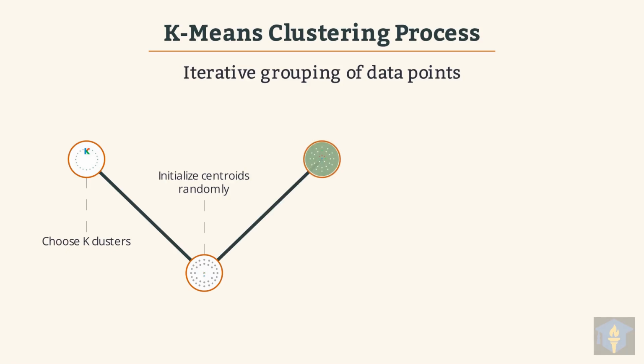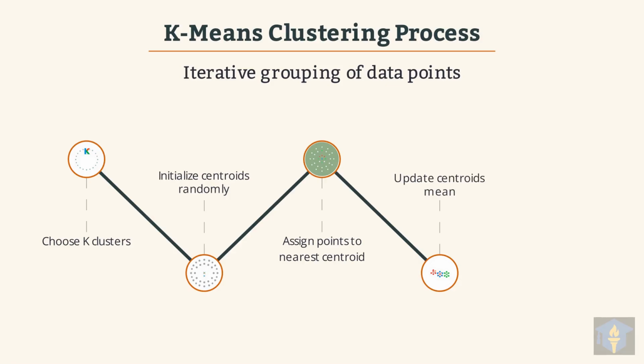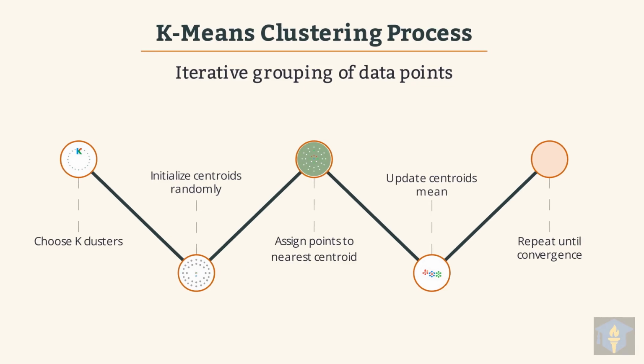Then, each data point is assigned to the nearest centroid, forming preliminary clusters around them. After assignment, we update each centroid's position by calculating the mean of all points assigned to it. We repeat these assignment and update steps until the centroids no longer move significantly, indicating convergence.